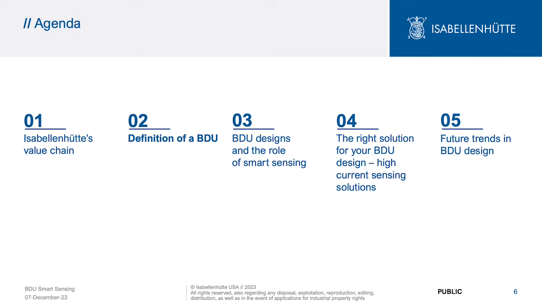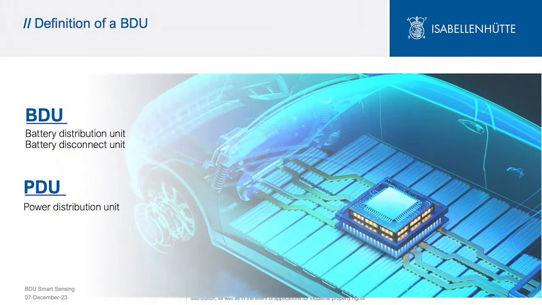Now, let's talk a little bit more about the definition of a battery disconnect unit. A battery disconnect unit, or BDU for short, sometimes also referred to as battery distribution unit or power distribution unit, in short PDU, always describes the unit that is able to disconnect the high voltage battery from other subsystems in case of an accident or when the vehicle is powered down.